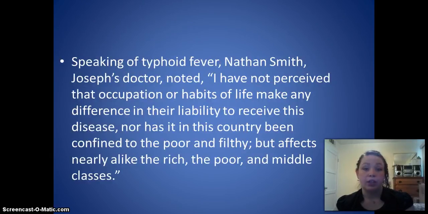Speaking of typhoid fever, Nathan Smith, Joseph's doctor, noted, "I have not perceived that occupation or habits of life make any difference in their ability to receive this disease, nor has it in this country been confined to the poor and filthy, but affects nearly alike the rich, the poor, and the middle class."